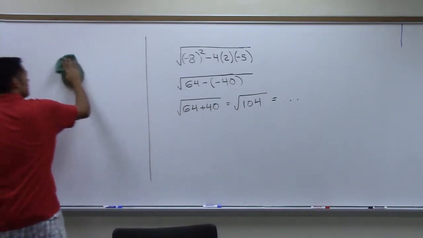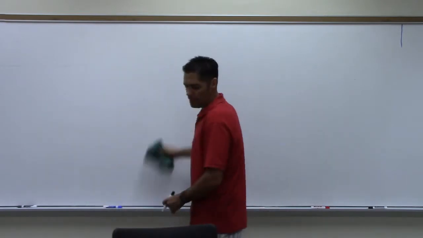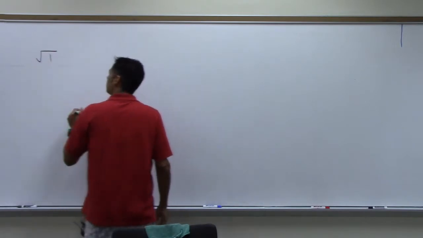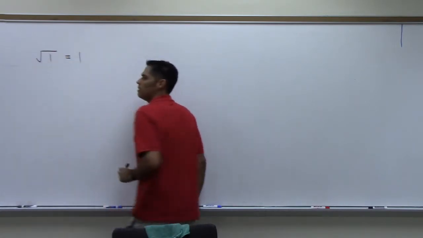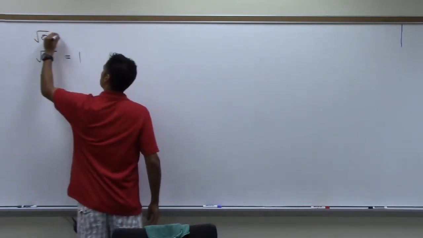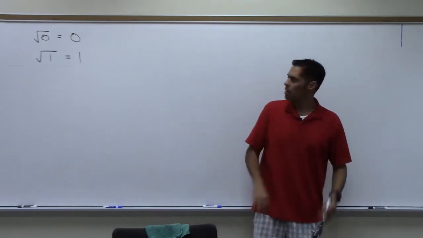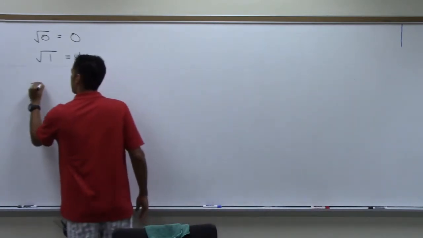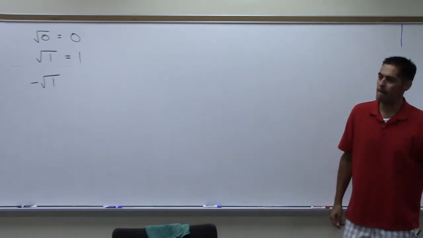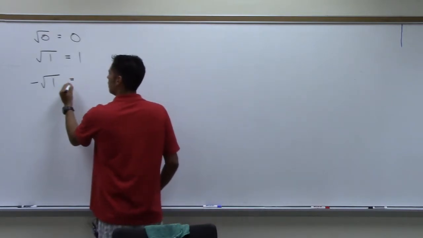All right. Now, how about this? What's the square root of 1, everyone? 1, right? What number do you square to get 1? And before I do that, how about this one? What's the square root of 0? 0, right? 0 times 0 is 0. So how about this? One.